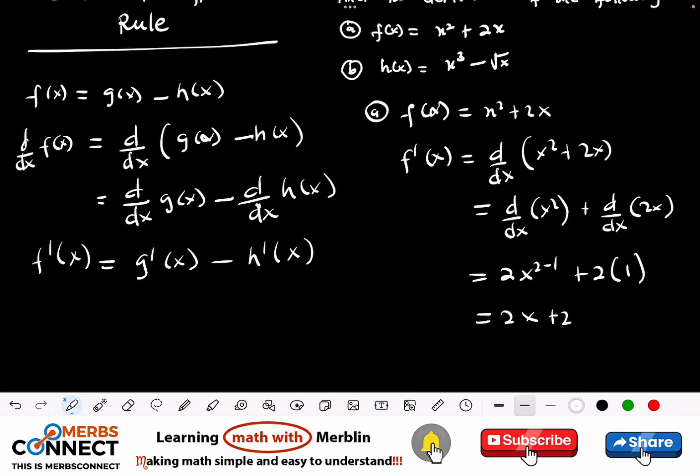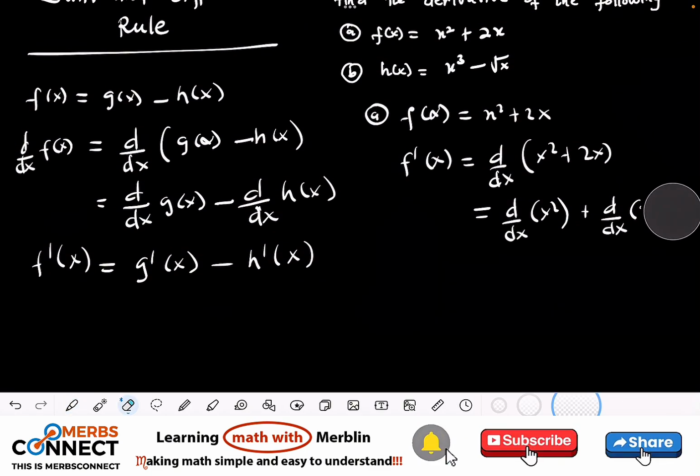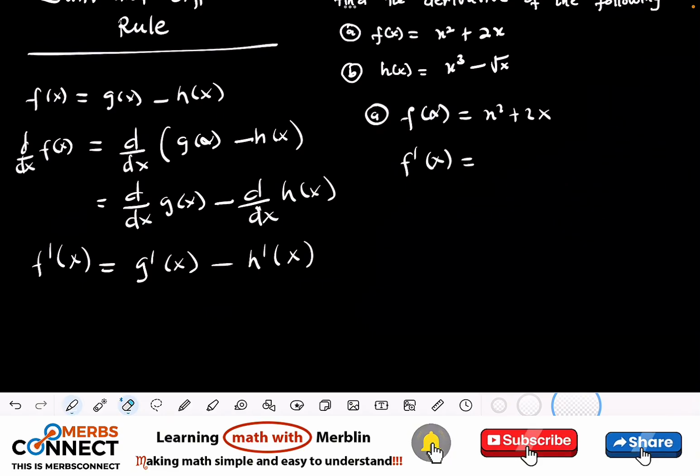So if you want to go straight from here, f prime will be, now when I differentiate x squared, what am I going to get? 2x to the power 2 minus 1 plus 2 factored out. When I differentiate x, I get 1. And this is going to give us 2x plus 2, right? So this is what we are going to get at the end of the day, right?